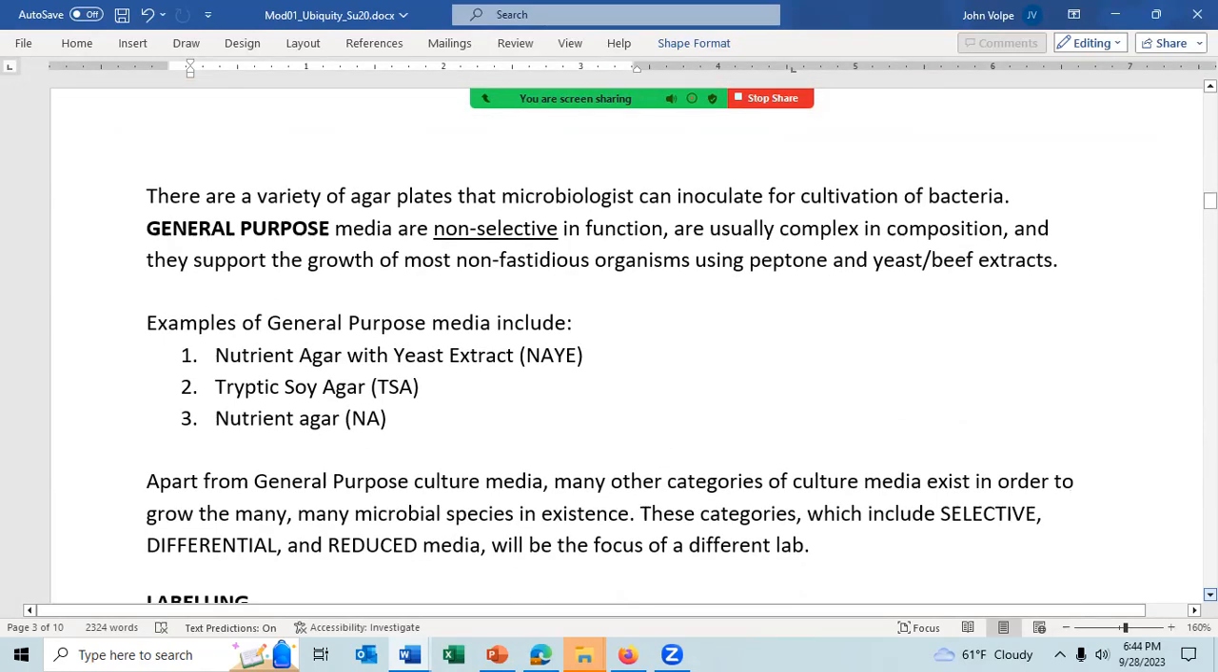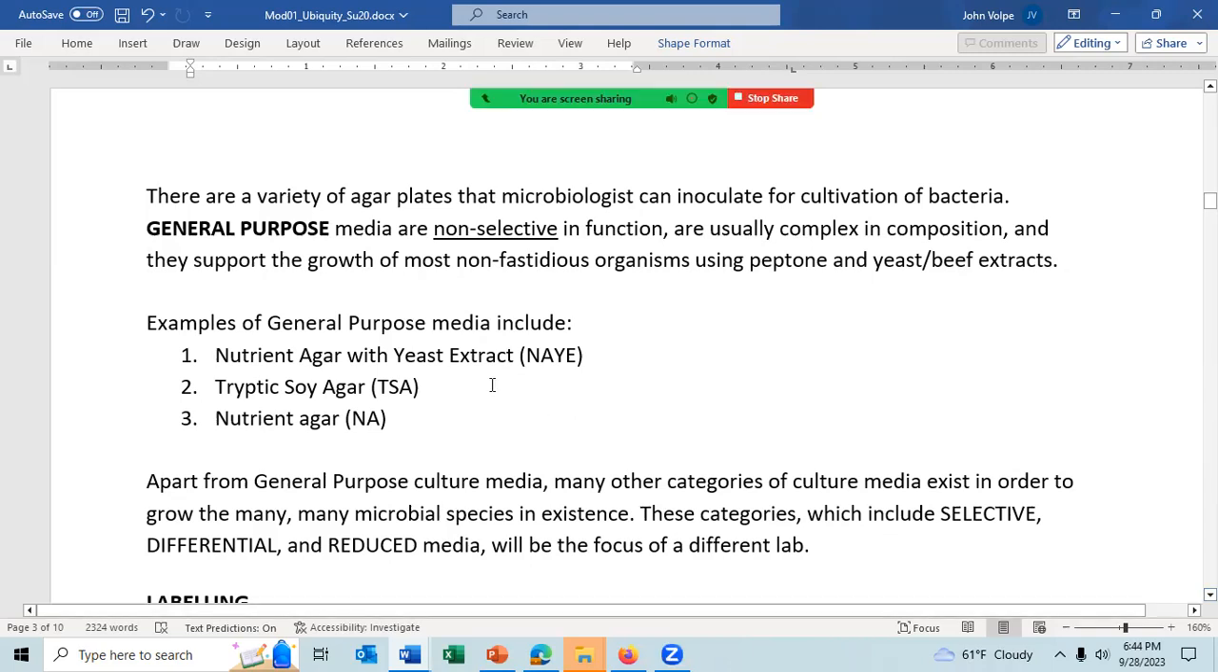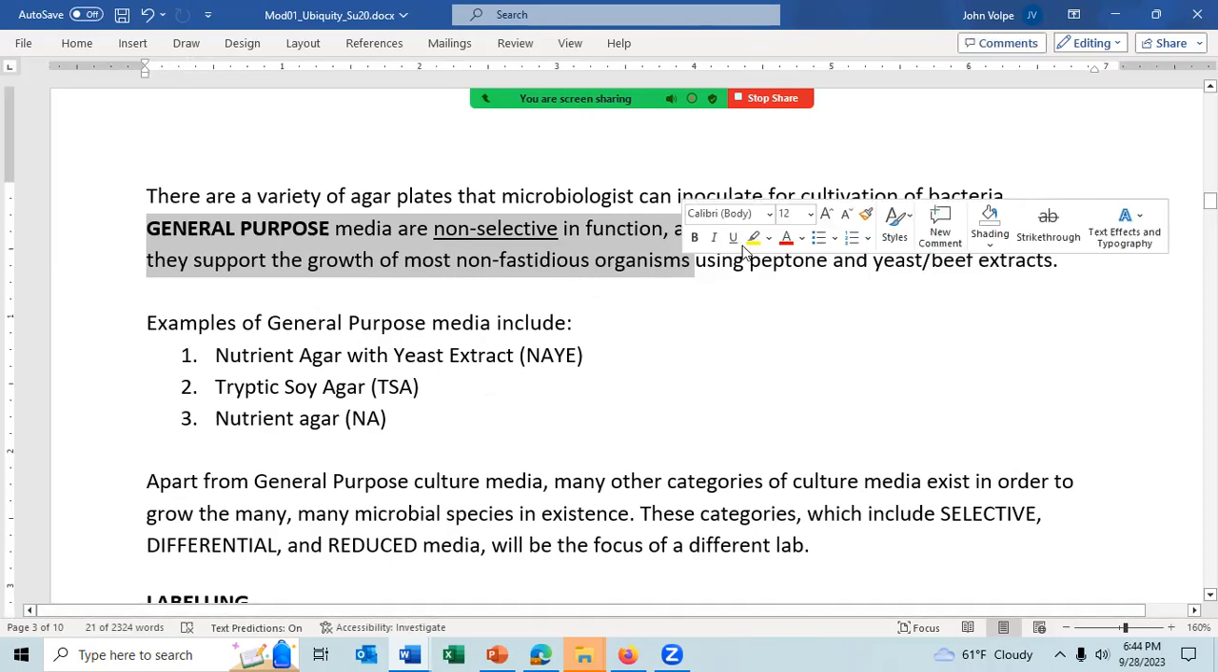There are a variety of different media that we can use to grow bacteria. Today, we're only going to talk about general purpose media. It is a non-selective media, usually of complex composition, that supports the growth of many, but not all organisms. And it does not support the growth of a fastidious organism.